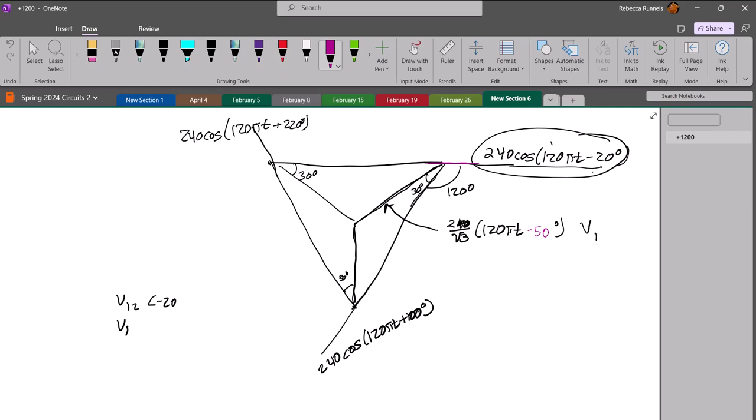Okay. And then V2 is going to be 240 over the square root of 3 cosine(120 pi t plus 70 degrees). And V3 will be 240 over square root of 3 cosine(120 pi t plus 190 degrees).